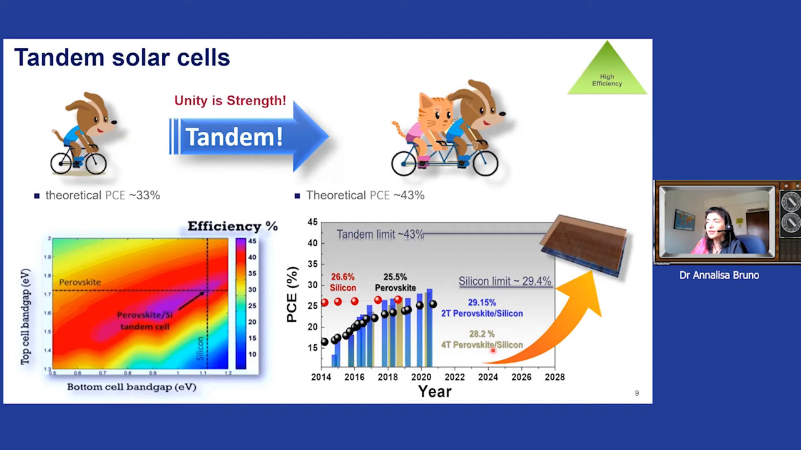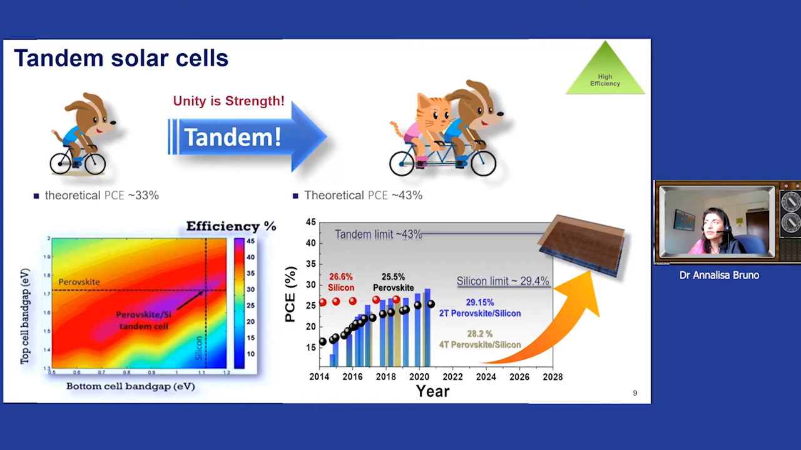of the recent results, where you can see that silicon, as I mentioned before, is around 26%, while the silicon limit is 29% theoretically. Practically, it is 27%, so we are really very close. Perovskite reached 25.5%. And very nicely, perovskite on silicon, both in the two terminal and four terminal configurations, have been increasing very fast in the last 6 years.